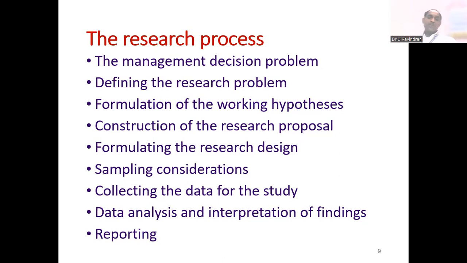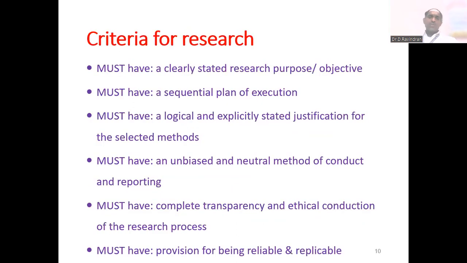So both in terms of a PhD or writing a reputed journal article, for writing this research proposal or an abstract, these two things, that is identifying the research problem and writing the hypothesis accordingly, are very important. Then we have to formulate a research design and sampling, etc. So what should a research have?